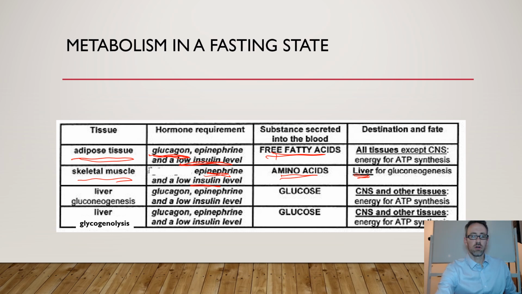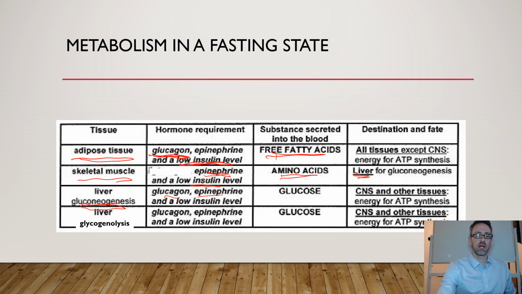Now, liver gluconeogenesis, which we were just talking about, is influenced by glucagon, epinephrine, and again a low insulin state. What happens is the liver is now secreting glucose into the blood. It's doing this because it's taking some of the amino acids that it's been getting from the skeletal muscle. That helps maintain glucose levels for the central nervous system and red blood cells, so that they have an adequate amount. Meanwhile, the other tissues are utilizing more and more fatty acids.